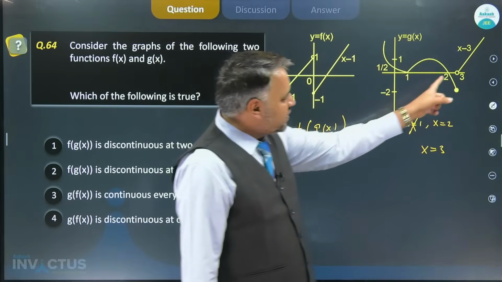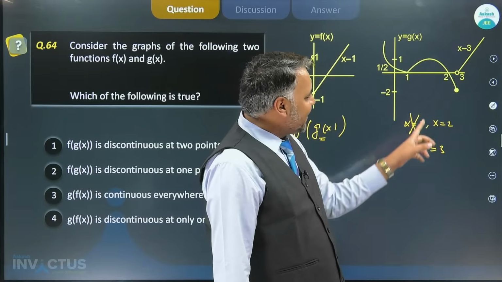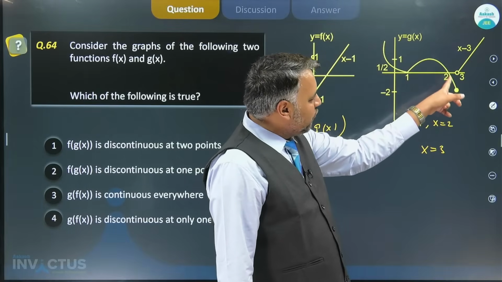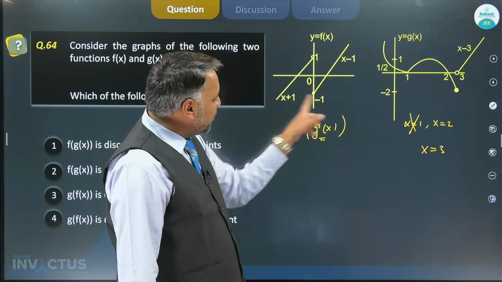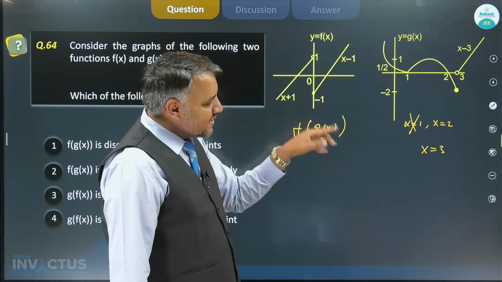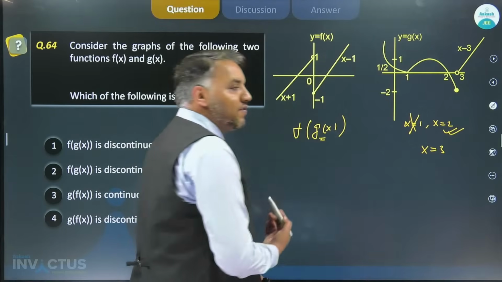And if x approaches 2 from the right-hand side, then in that case g(x) approaches 0 from the negative side. So g(x) approaches 0 from the negative side, the output will approach 1. So x = 2 is a point of discontinuity. This is a point of discontinuity.